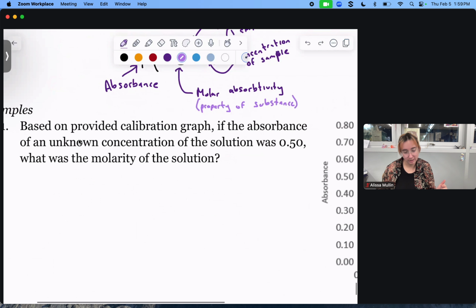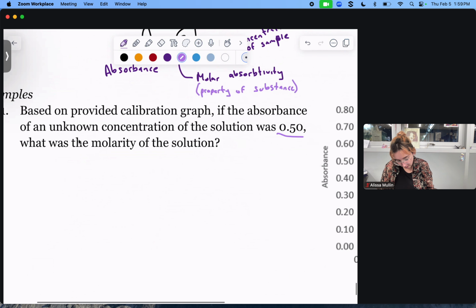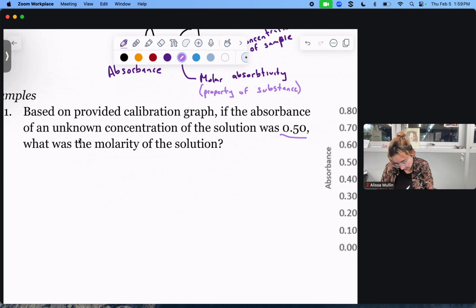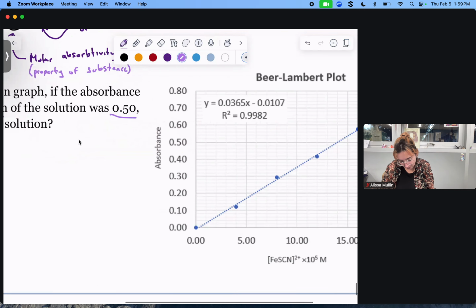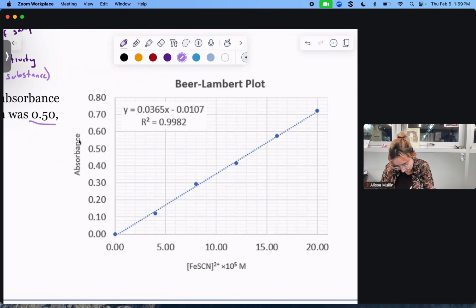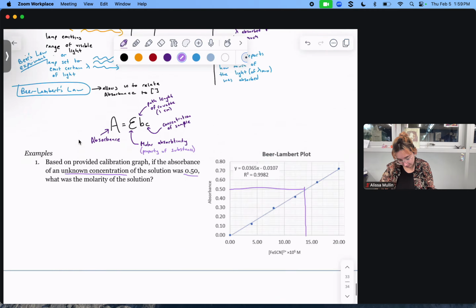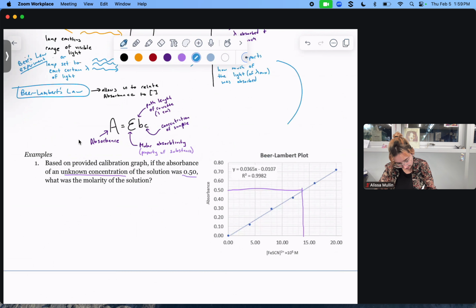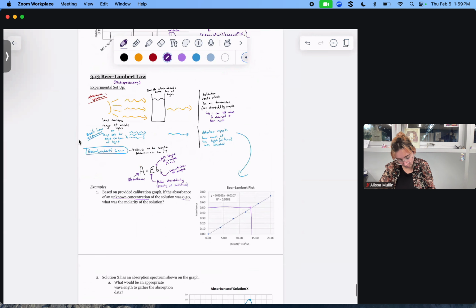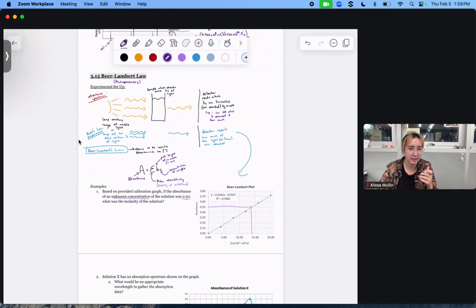And then we could use that to make predictions, right? Say I have an unknown concentration, and I know my absorbance. Hopefully you could pause and figure this out on your own. I could see where it hits my graph and then make a prediction about its concentration, its molarity. So this is the kind of experiment we do, focusing on one wavelength so that we can get more precise values for your concentrations.